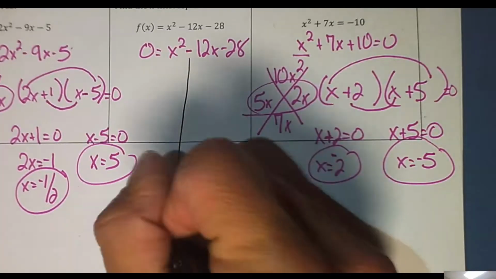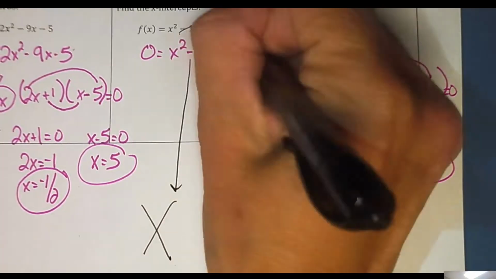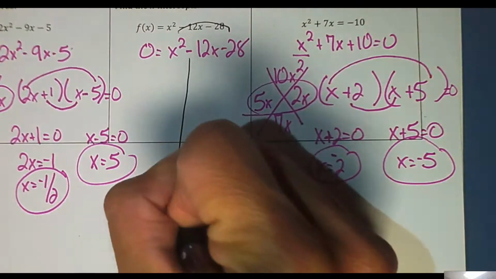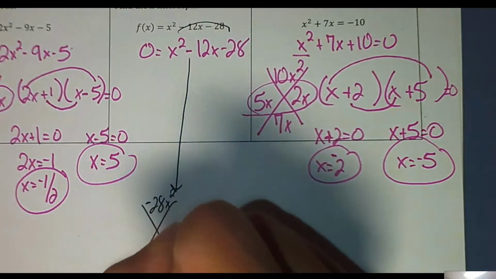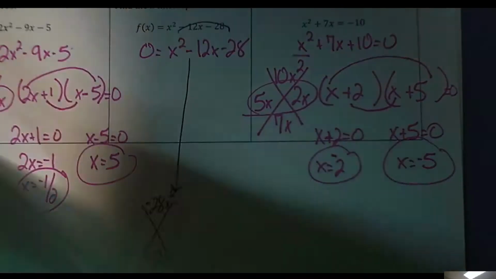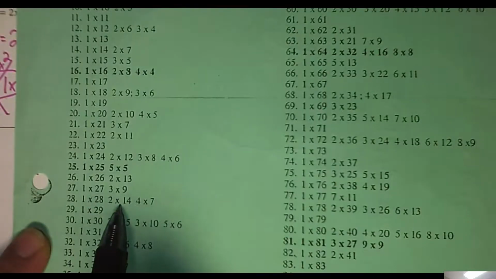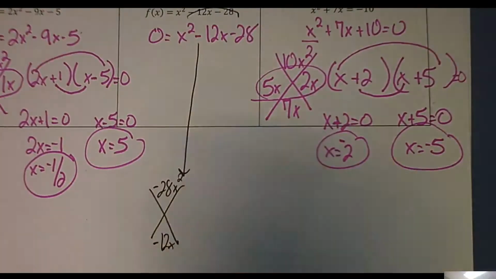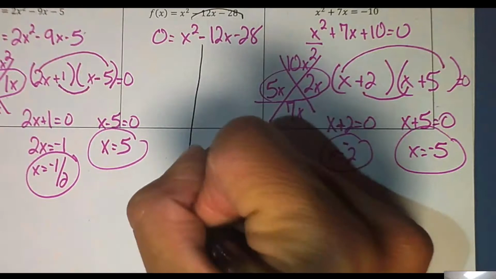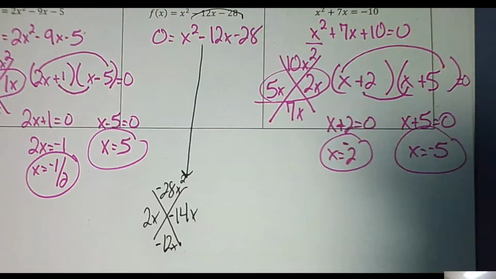So I need factors of negative 28 that get me to negative 12. So let's pull that factor page back out. Was it 12? So this will get me to 12, 2 and 14. So I'll put 2x and 14x, and I'll have to make the 14 negative.